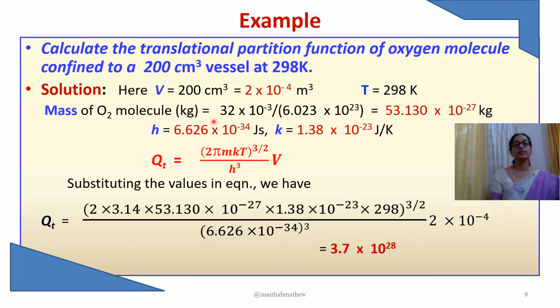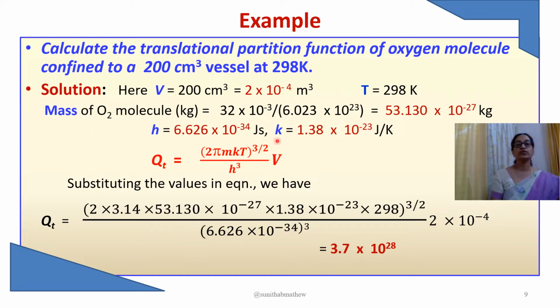Now let's see a numerical based on translational partition function. Calculate the translational partition function of an oxygen molecule which is confined to a 200 centimeter cube vessel at 298 Kelvin. The data given are V = 200 cm³, converting it into SI unit, 2 into 10 to the power minus 4 m³. The mass for oxygen molecule here has been taken as 32. We are converting it into kg, so we have 10 to the power minus 3, and this is for 1 mole, so we divide by 6.023 into 10 to the power 23. So we will get the mass of an oxygen molecule as 53.130 into 10 to the power minus 27 kg.